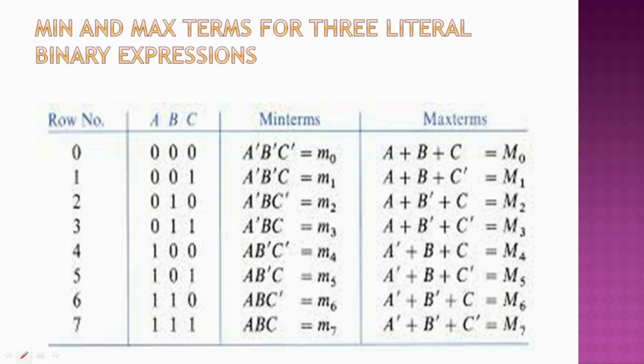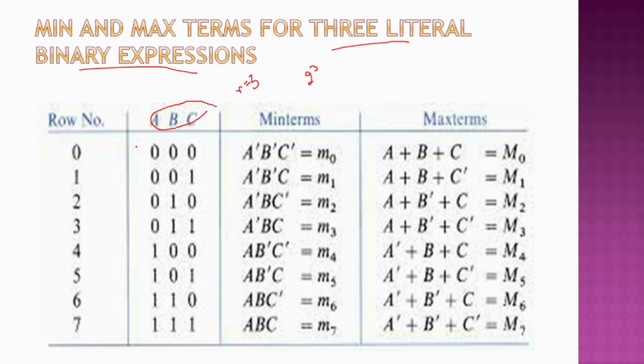This is the truth table for minterm and Maxterm for 3 literals. The literal is nothing but the variable. So here I will mention the variables as A, B, C. If you have 3 variables, you will get 8 values. So this is how you will find those values. N equal to 3. So 2 to the power of 3 means you will find 8 values.